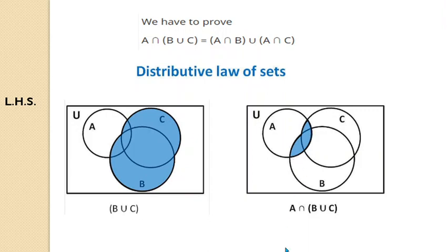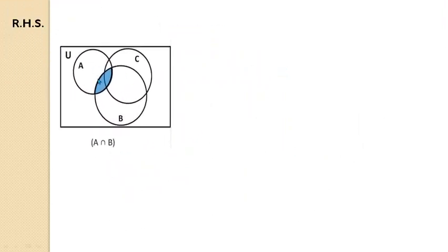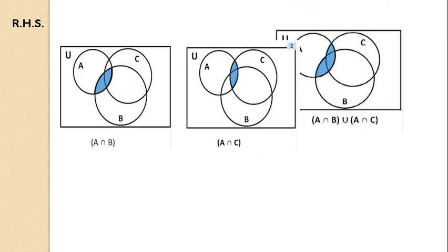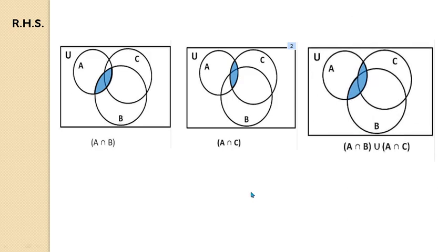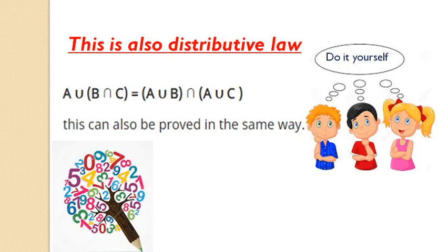Let's now move on to right hand side. First of all, let's calculate A intersection B. What is common in A and B? This region is common in A and B. Then A intersection C. What is common in A and C? This region is common in A and C. Now we have to take their union. This blue region and this region. So union is this. So now you can observe left hand side is equal to right hand side. And this is another second distributive law and I would suggest you to please do it yourself.